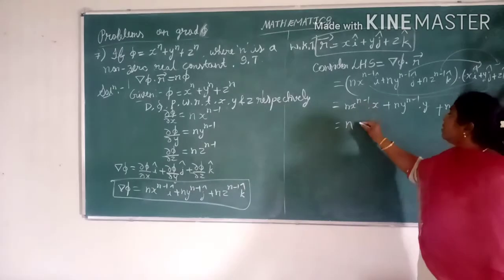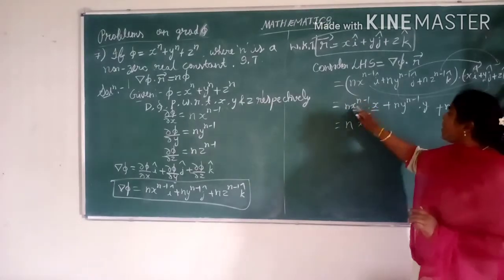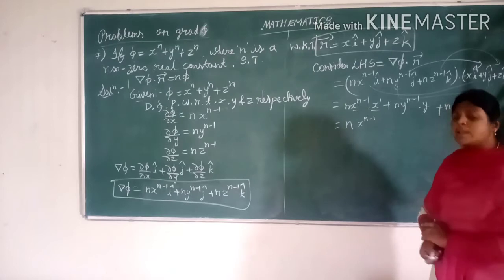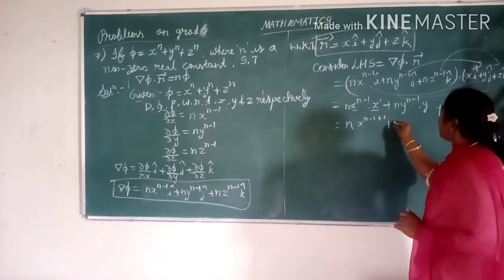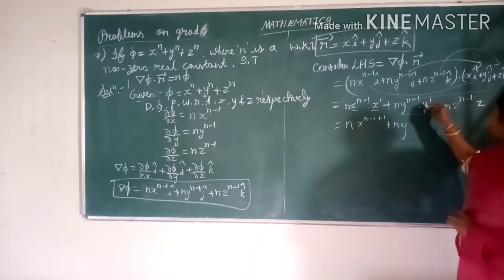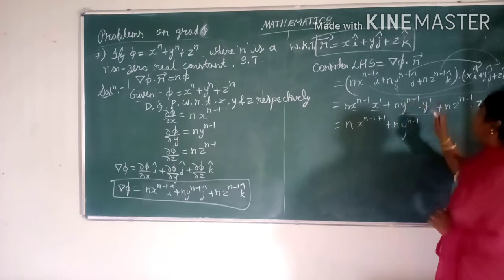See here the bases are same. We can add the indices. What is the base here? x. What is the index? n minus 1. What is the index of this one? Plus 1. Similarly, in the next term, the bases are same. We can add the indices. That is y to the power of, here the index is n minus 1. What is the index of this term?